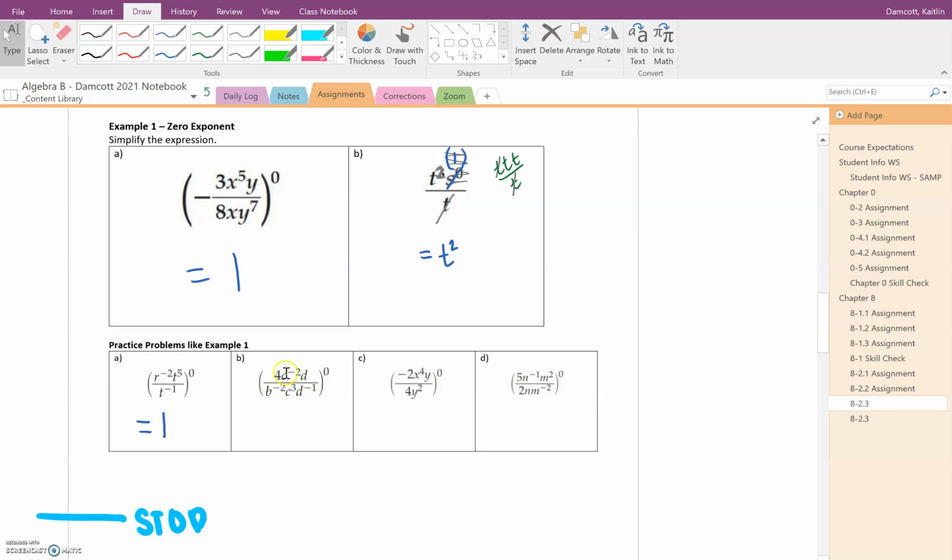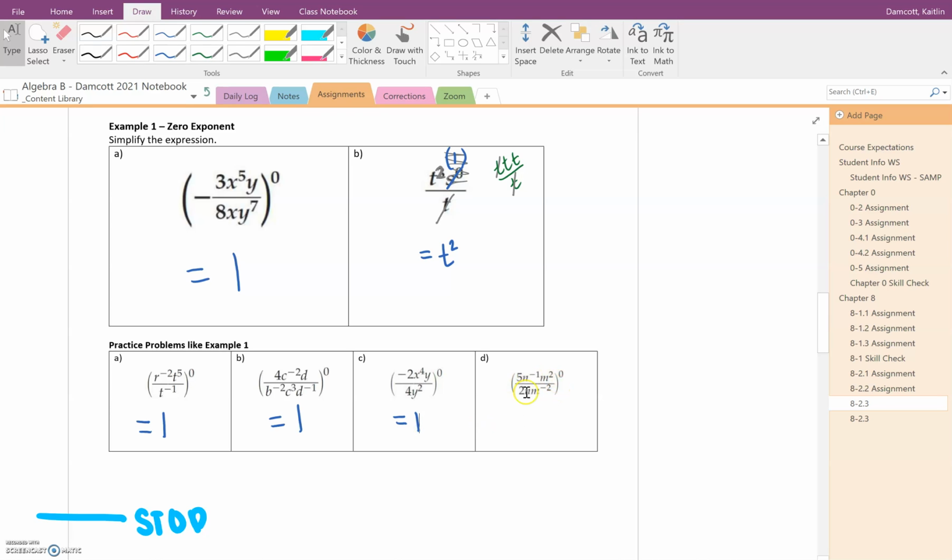Same idea here. 4c to the negative 2 times d all over b to the negative 2, c to the third, d to the negative 1. None of this matters because we're taking this whole thing and raising it to the 0 power. So it's equal to 1. We've got the same thing going on in the next one. Negative 2x to the 4th times y, all divided by 4y squared. None of this matters on the inside because it's all raised to the 0 power, so our answer is 1.